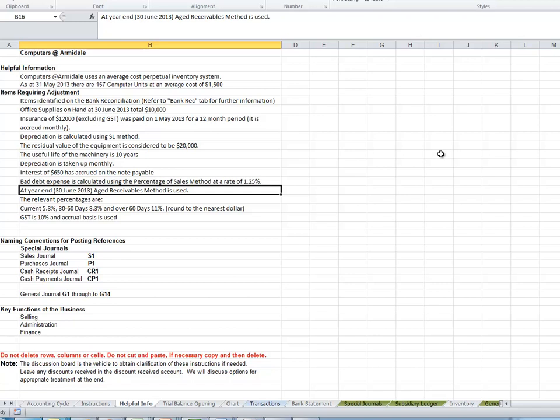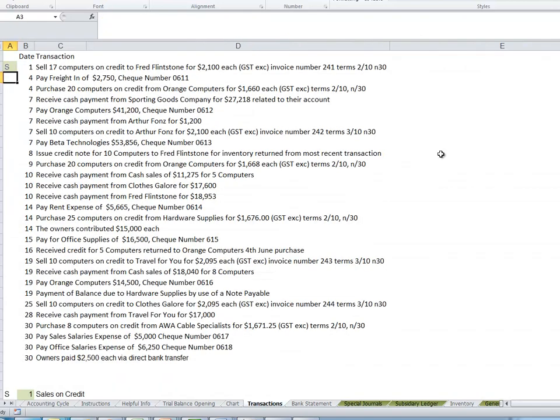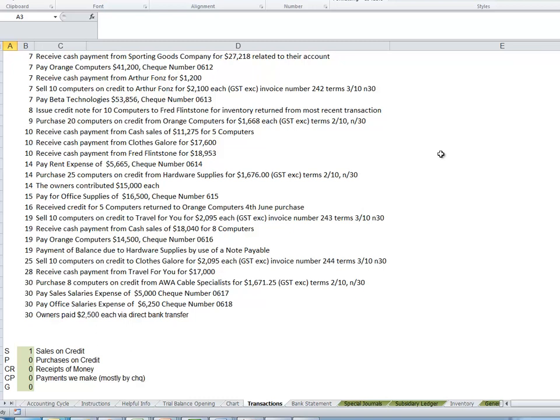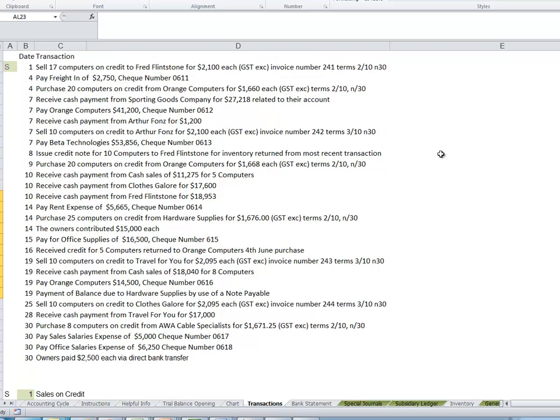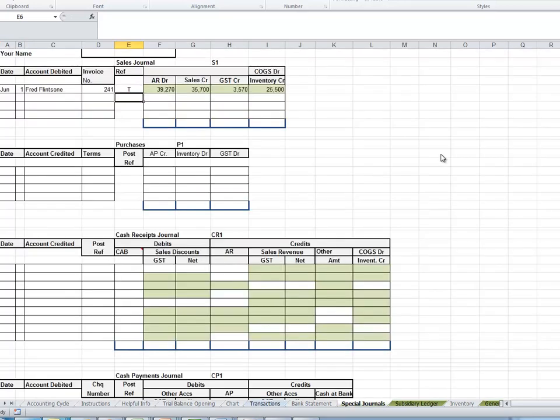Righto, let's go to the second transaction on the 4th. Now, transactions, pay freight in of $2,750. Righto, is that a sale we've made? No. Is that a purchase we've made? Well, yeah, we've bought freight. Is it on credit? No. Receipt of money? No. Payments we make mostly by cheque. That's a payment we've made for freight, and it is by cheque. So that is going to be cash payments. Cash payments, yep, that's correct. Let's record this in the cash payments journal. Special journals, cash payments.